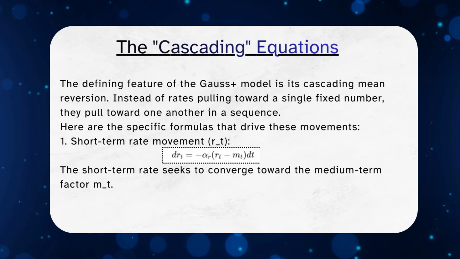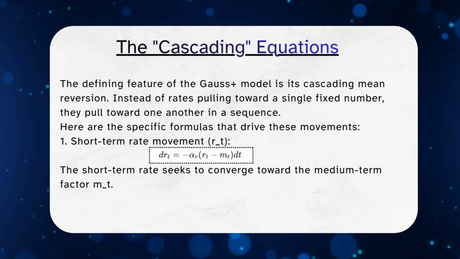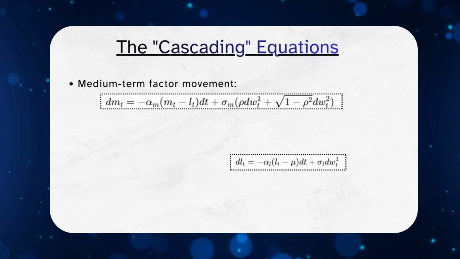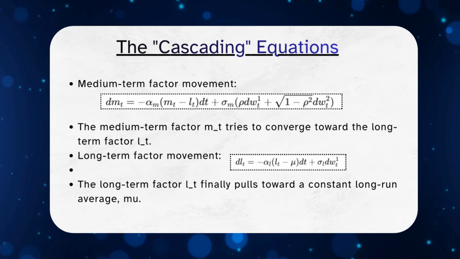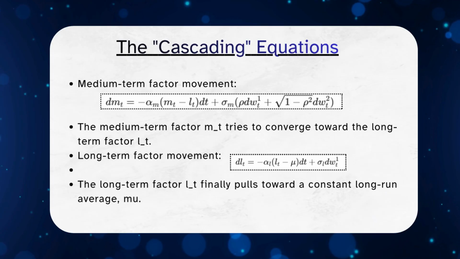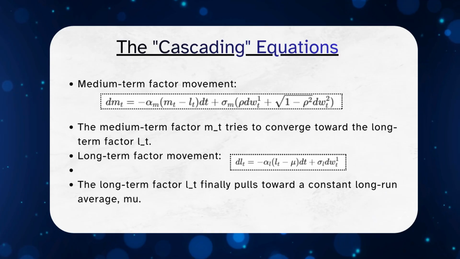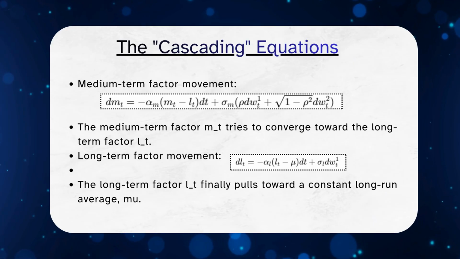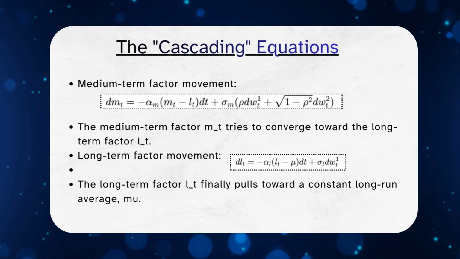In the short-term rate, notice that RT isn't pulling toward a fixed number. It is constantly trying to close the gap with the medium-term factor, MT. The medium-term factor is chasing the long-term factor, LT. We also introduce volatility and correlation here through ρ. Finally, the long-term factor pulls toward a fixed constant, mu, which includes long-term risk premiums. It's a follow-the-leader system where everything eventually anchors to mu, but through a dynamic series of moving targets.